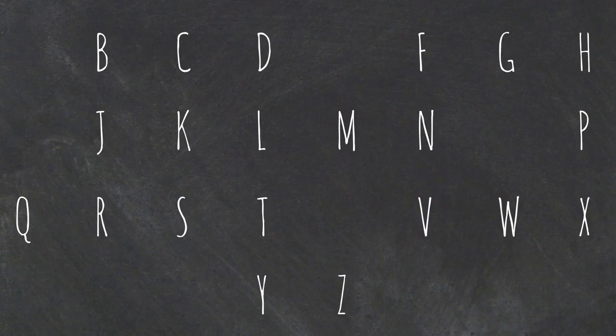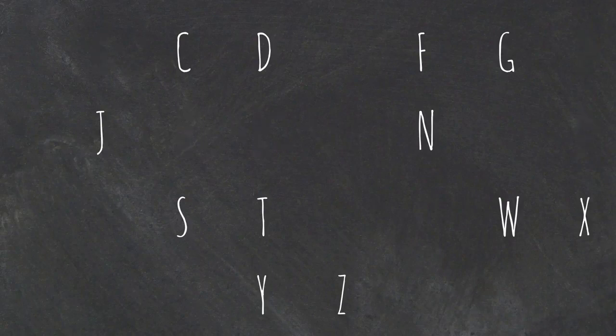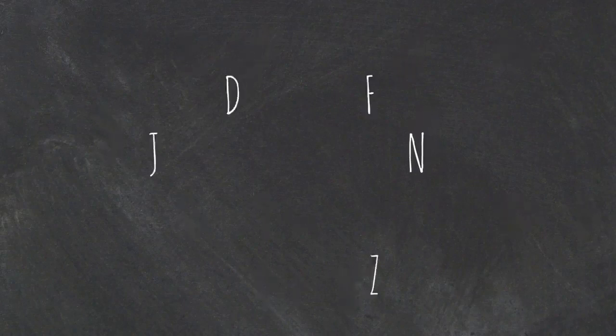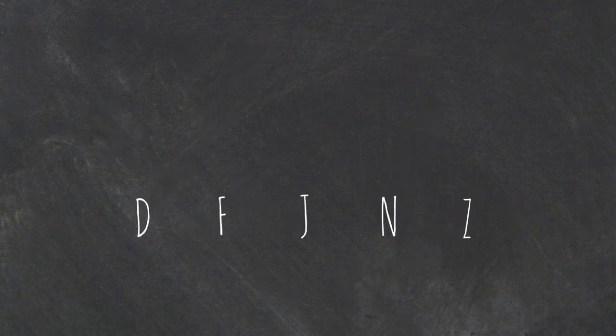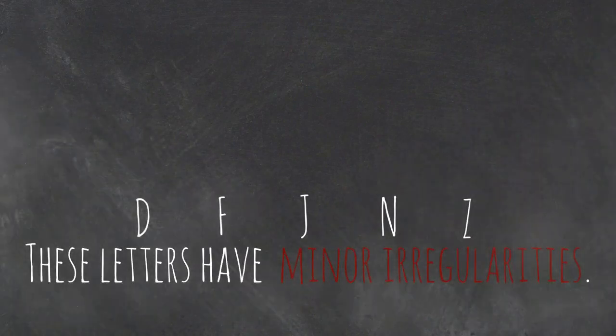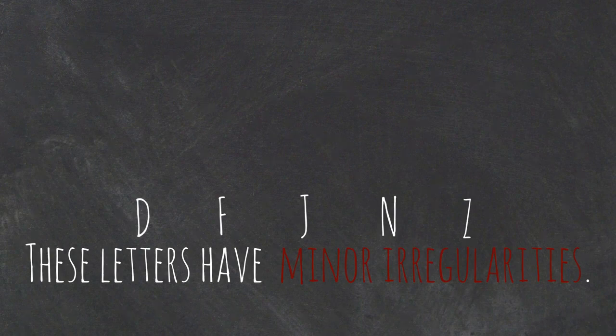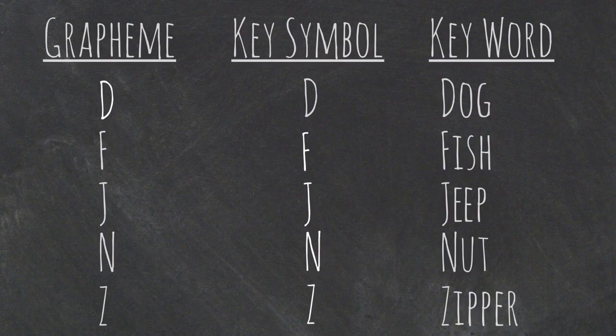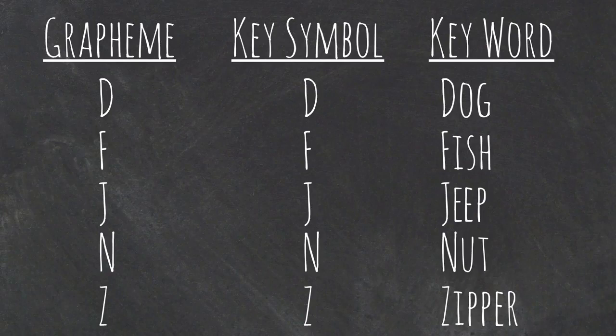We've also talked about those single consonants that are extremely reliable, as well as those that are very reliable. So let's get rid of those consonants that are very unreliable, and that leaves us with D, F, J, N, and Z. And these are the single consonants that have only minor irregularities. Now, because these have minor irregularities, we will see that each of these graphemes has a key symbol, and these key symbols relate to specific key words.